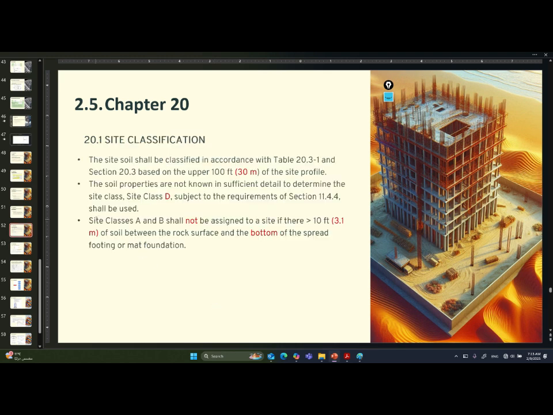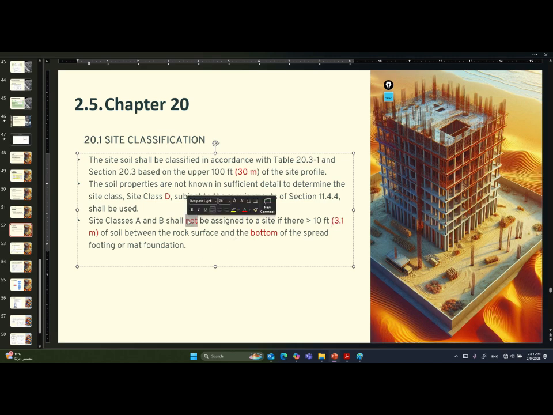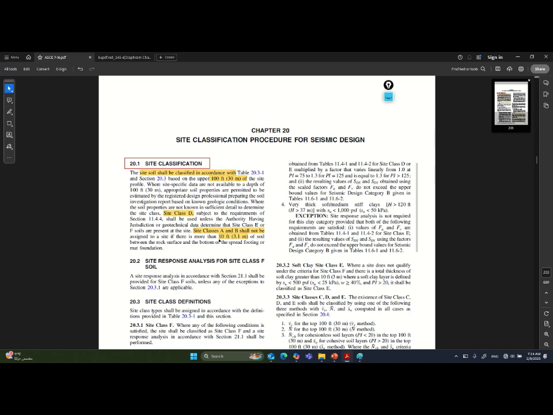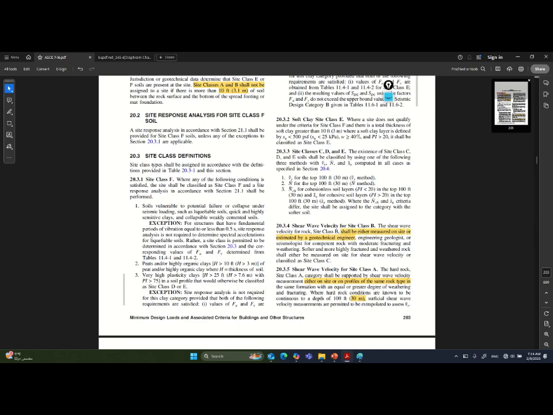This note is very important, because even though in the exam he may give you an example like this, and you determine the site coefficient and the site classification and you are happy about it, the distance between the bottom and the top is more than 3.1, so it shall not be assigned. This note exists here: site classes A and B shall not be assigned to a site if there is more than 10 feet of soil between the rock. So it's important to consider that.